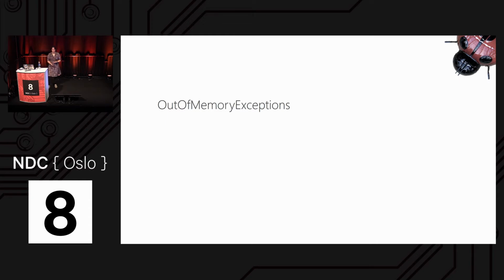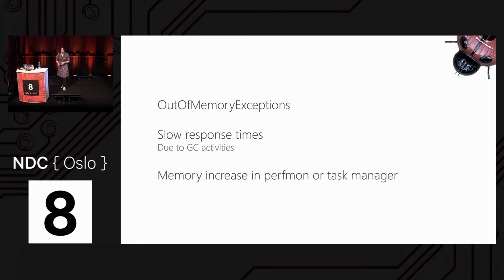One of them is out of memory exceptions. But you can also see things like slow response times, because suddenly the GC is using up way too much time. Or you can see something pretty common, for example in Task Manager or in perfmon, that memory is just kind of growing, and we want to investigate what's happening there.